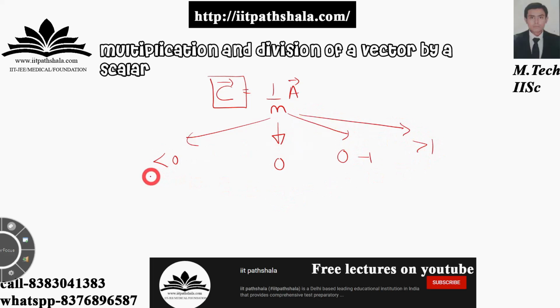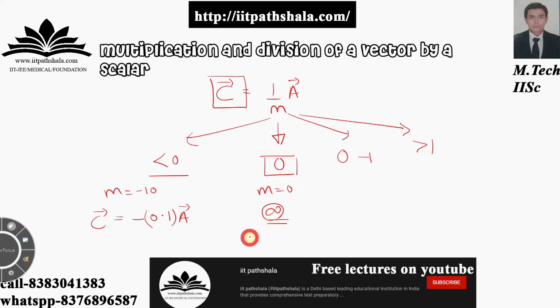So if you are having less than 0, let us say that m is -10. So I'm having a vector whose magnitude is diminished and the direction is also reversed. That will be my c vector itself. Refrain yourself from taking m as 0, because if you take m equal to 0, then you will be having an infinite answer which is not defined.